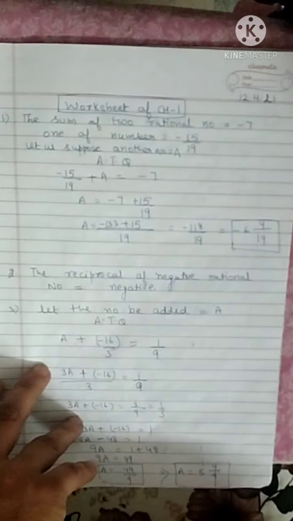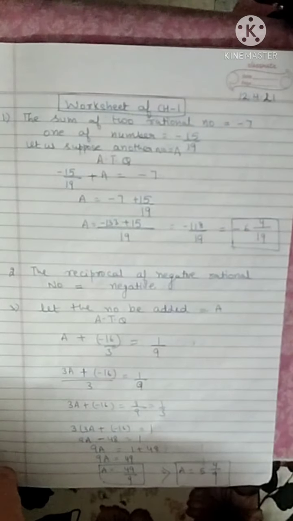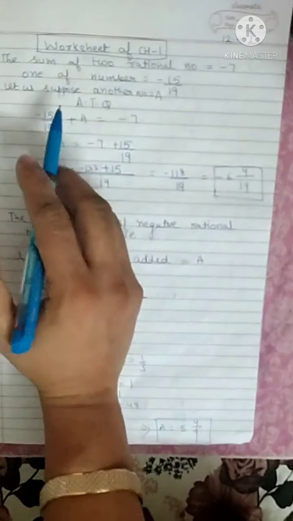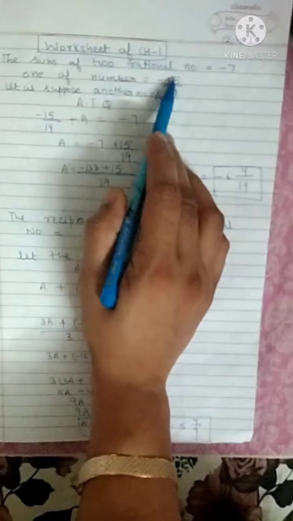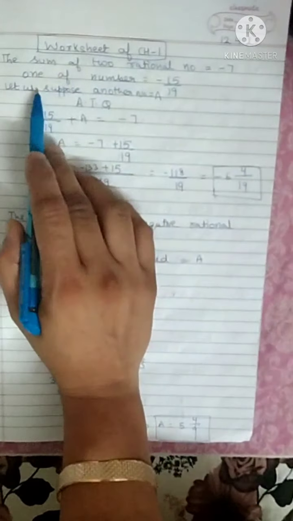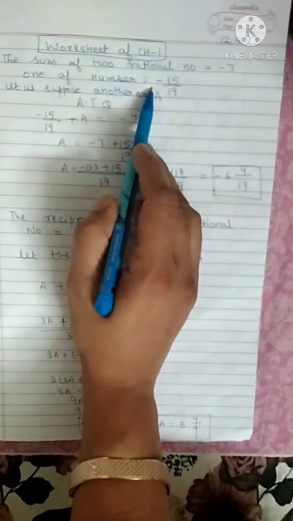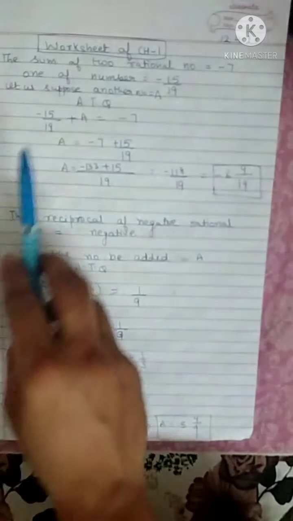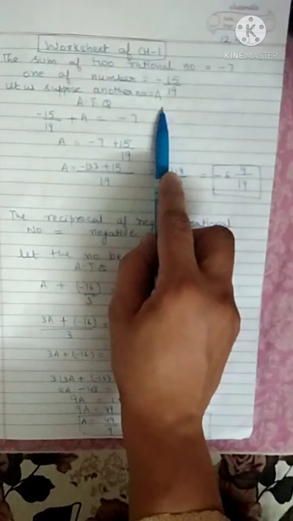Clear? So the first question is, the sum of two rational numbers is minus 7, and if one of the numbers is minus 15 upon 19, find the other number. How will you do this question? The sum of two rational numbers is minus 7. One of the numbers is given in the question, minus 15 upon 19. Let us suppose the other number is a.